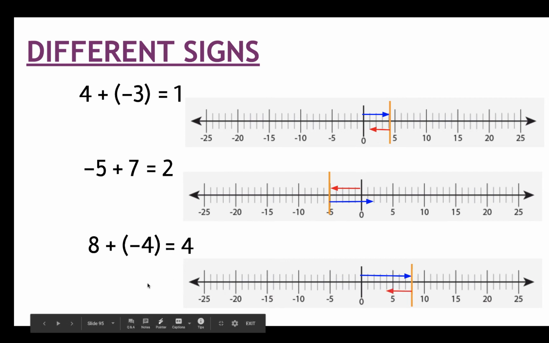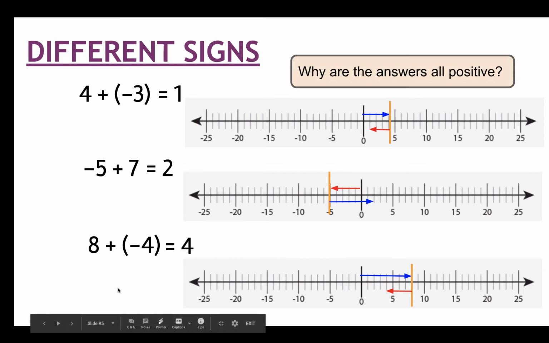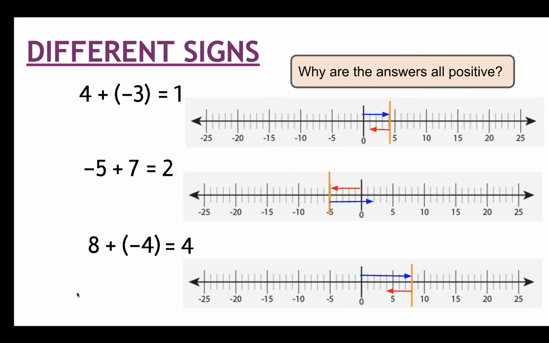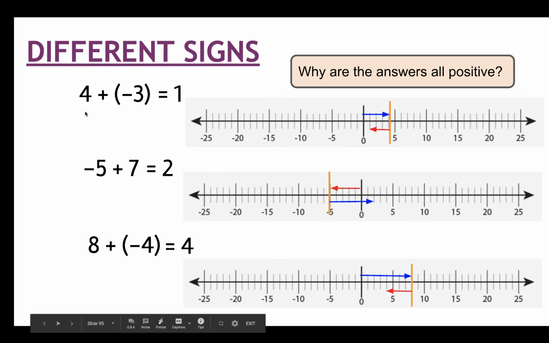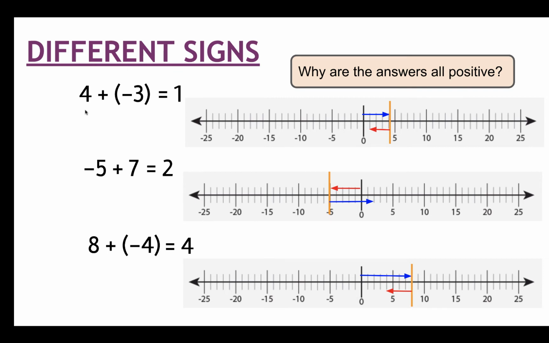Now I want you to think about this for a second, 7th graders. Why are the answers all positive? Each of these sums is positive. Look at these equations and see if you can figure out why all these answers are positive here. If you ask yourself, the absolute value of 4 is 4, the absolute value of negative 3 is 3, right? The positive term here had a larger absolute value. Notice how my answer is positive.